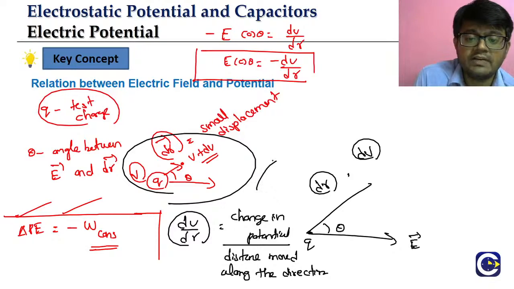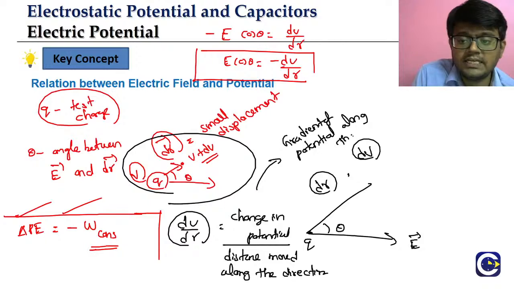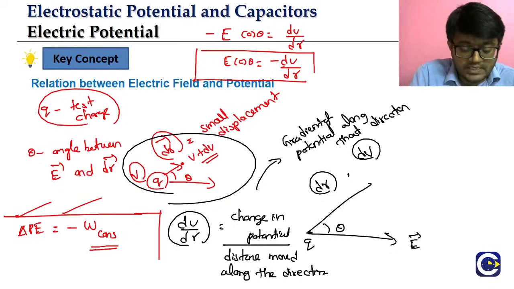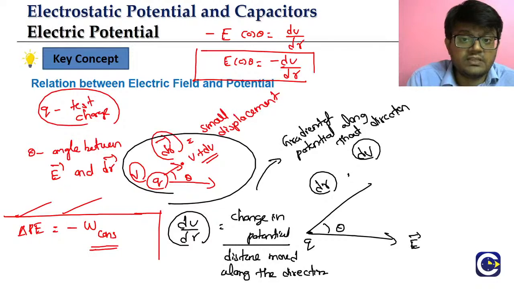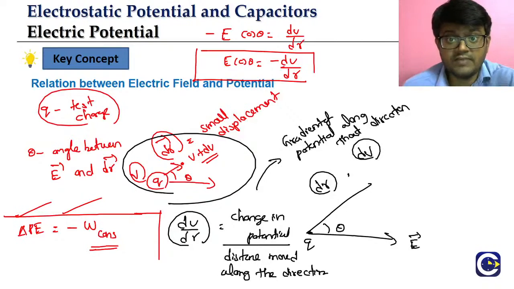For this we have a technical word. We will call it the gradient of potential along that direction. Do you know what gradient means? We have the change in potential. So for example, we are moving in a direction, and in that direction we see what the potential change is, and divide that by the distance moved along the direction. For that we use the technical term gradient. The word gradient will also come in the properties of fluids chapter when we define viscosity.